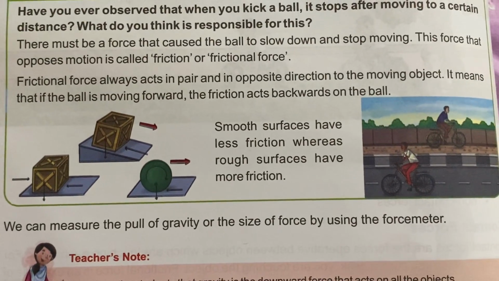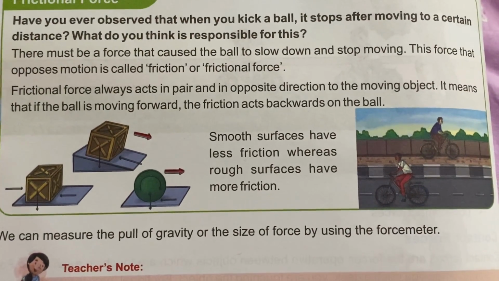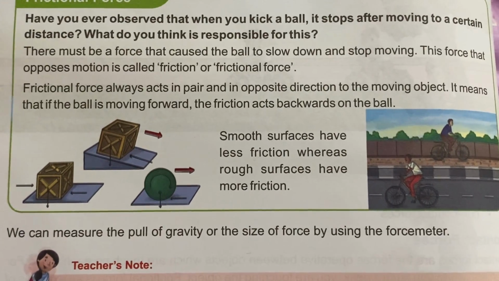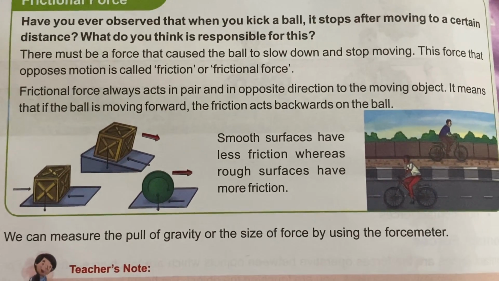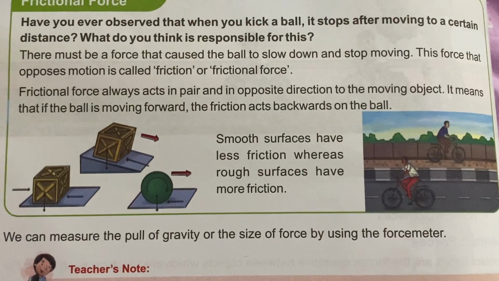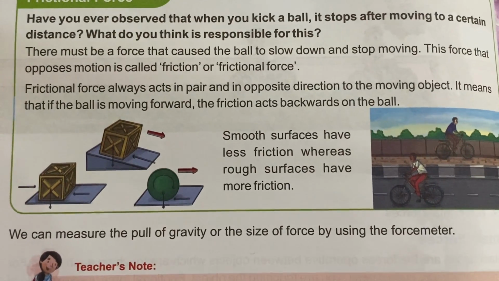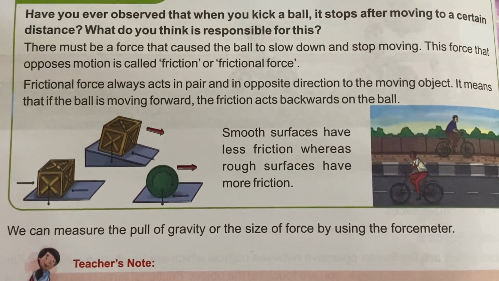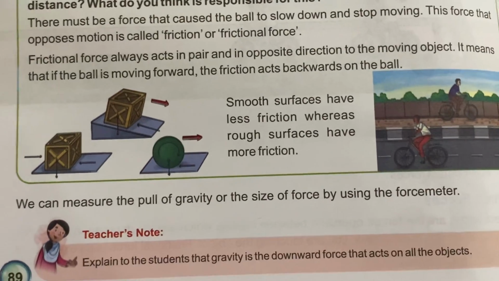Frictional forces always act in pairs and in the opposite direction to the moving object. It means that if the ball is moving forward, the friction acts backwards on the ball. Smooth surfaces have less friction, whereas rough surfaces have more friction.